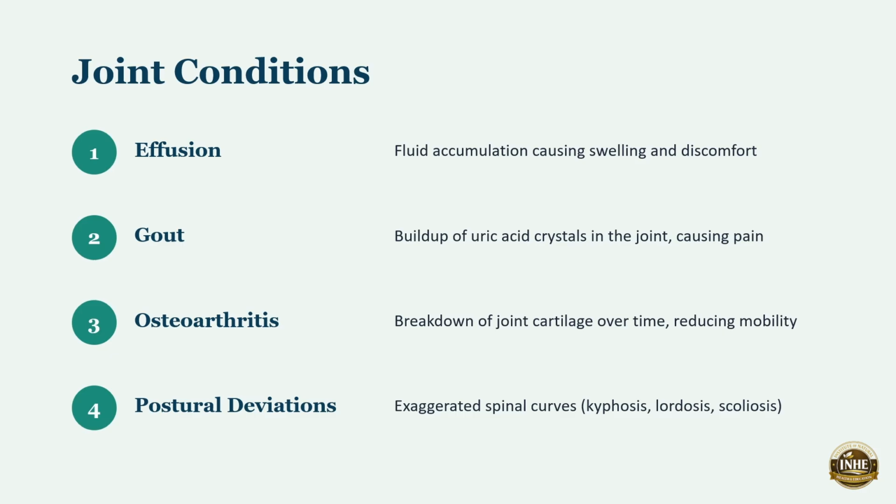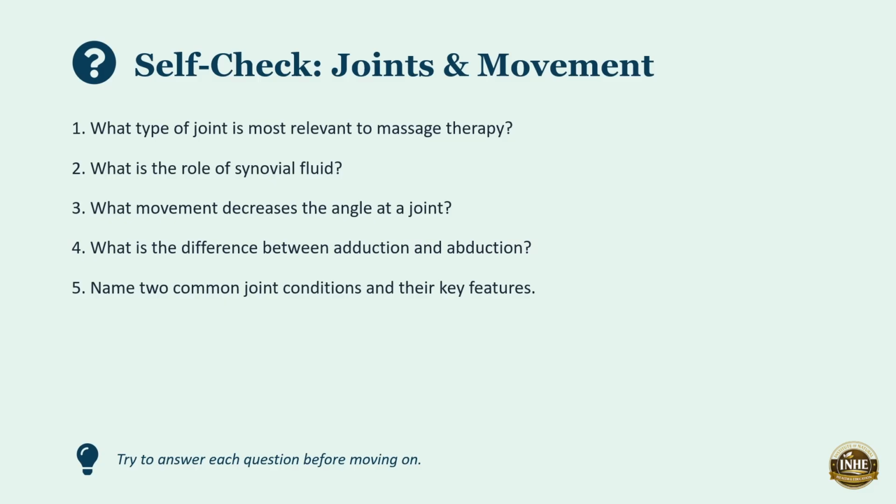Now connect this to joint conditions. Some conditions involve fluid accumulation, which can cause swelling and discomfort. Others involve the buildup of substances in the joint, leading to pain and inflammation. There are also conditions where the joint structures themselves begin to break down over time, reducing mobility. Postural conditions are also important. The spine has natural curves, but when these curves become exaggerated, it can lead to imbalance and strain. Understanding these conditions helps you recognize patterns in posture and movement.